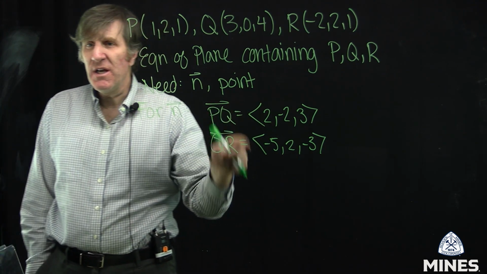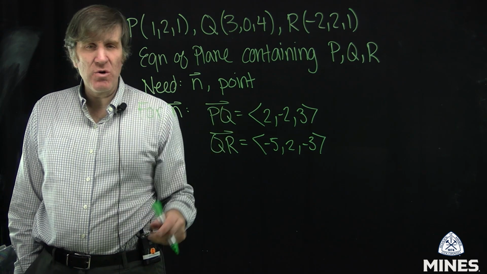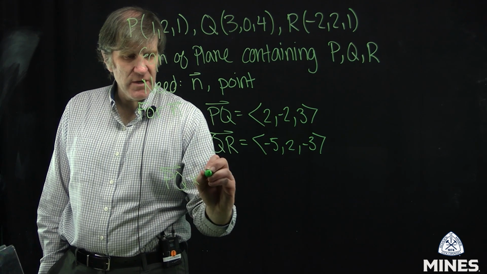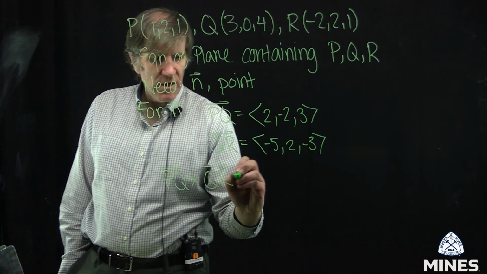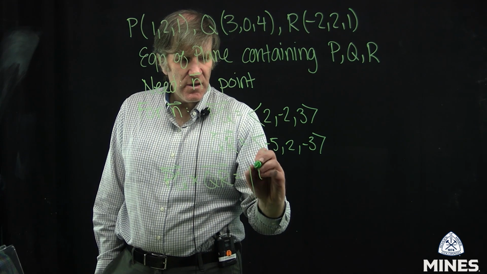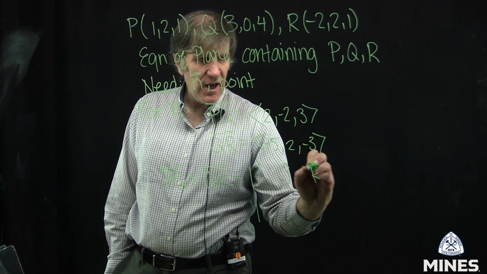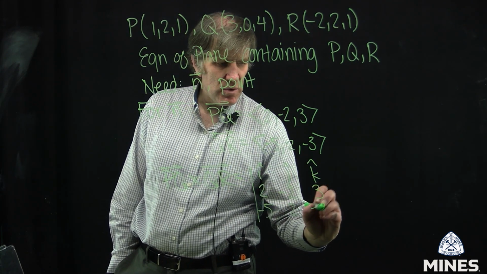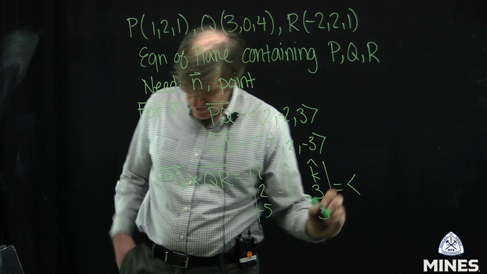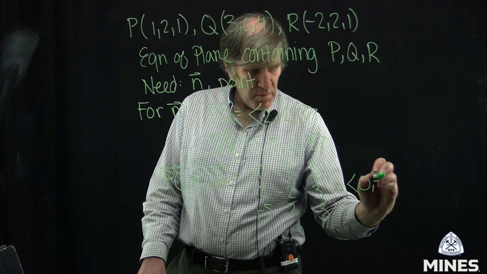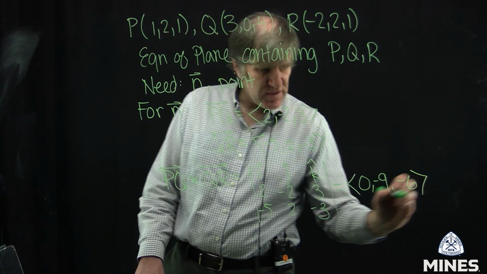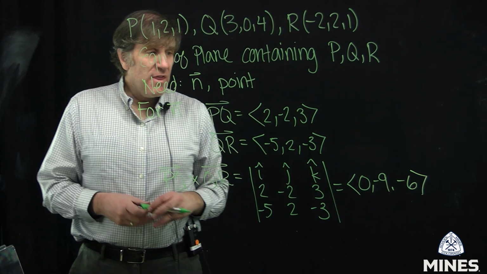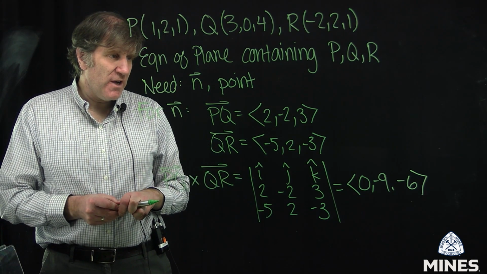To get something perpendicular or normal to the plane, I take the cross product of these 2 vectors. So the cross product, PQ cross QR, is the determinant with i, j, k, 2, negative 2, 3, negative 5, 2, negative 3, and that gives me the vector 0, negative 9, negative 6. We've already seen how to do this, so I'm not going through the details on that.